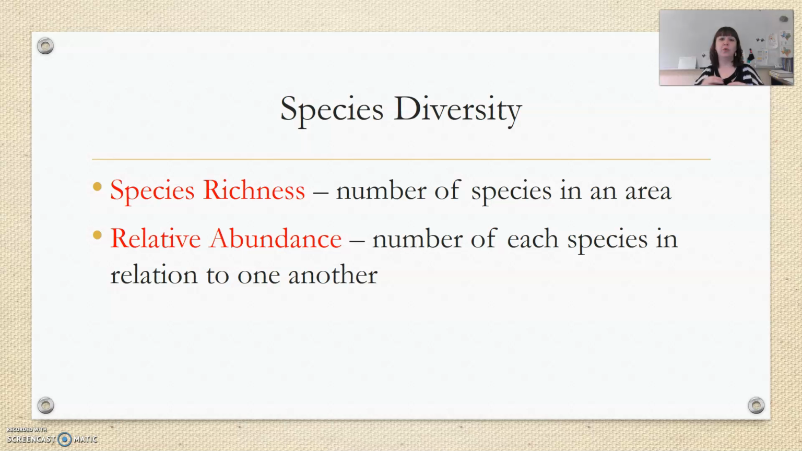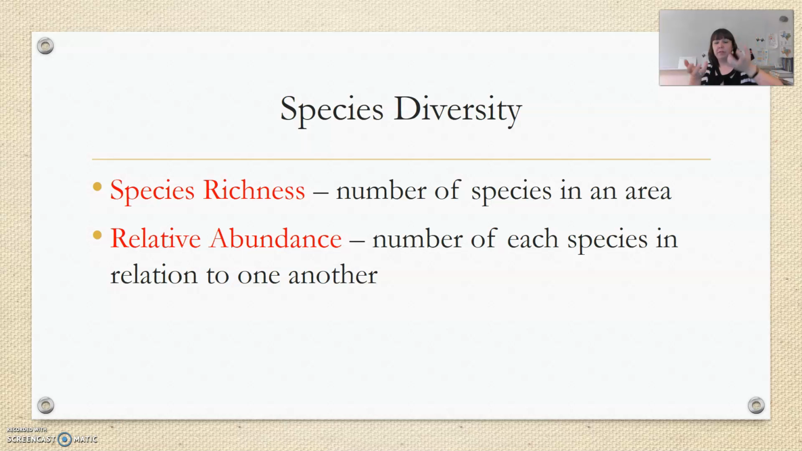So our species richness is how many different species are in an area, but the relative abundance is the number of species in relation to each other. So for instance, our trees here on campus, we've got pine, three different types of pine trees. We've got oaks, we've got elms, multiple types of oaks, several types of elms, maple, but then relative abundance, we might have a whole lot of pine trees and not very many elm trees or maple trees.